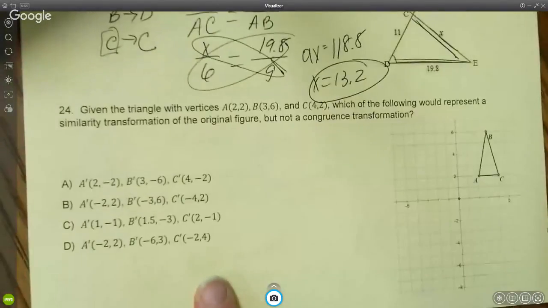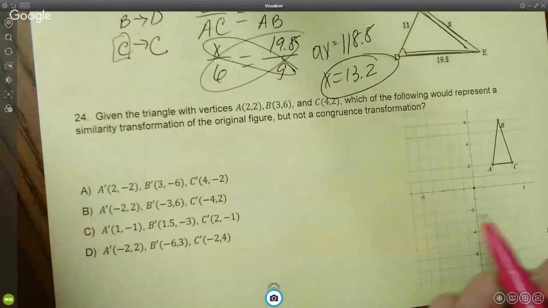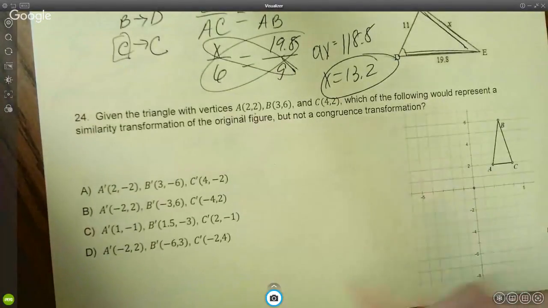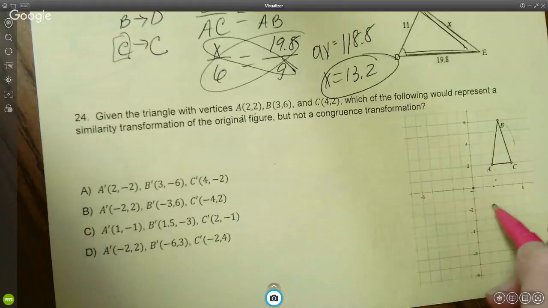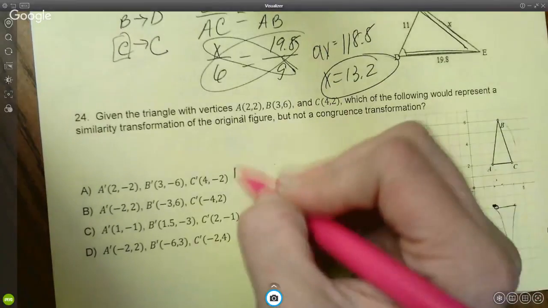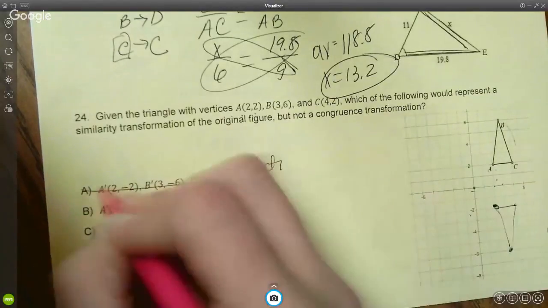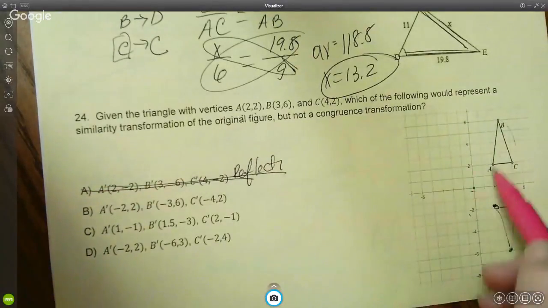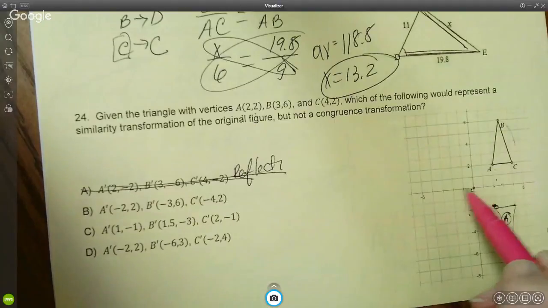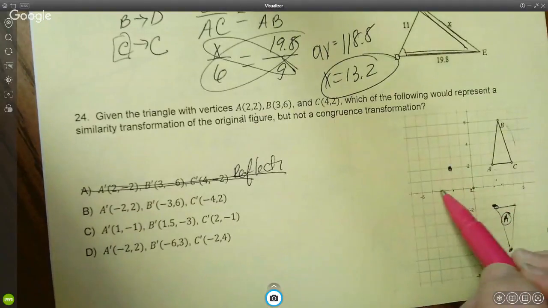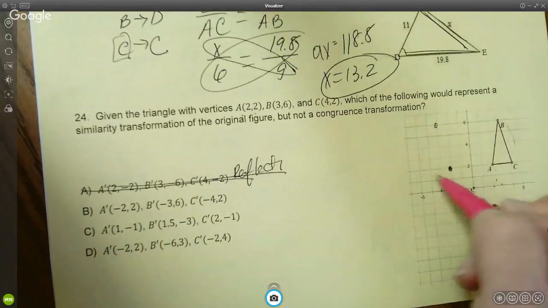Next, down here, here's our triangle with these vertices. Which information is similarity to the original figure? 2, 2. Oh, this is already graphed. Let's see. Over 2 down -2. Over 3 down -6. So this isn't it because this is just a reflection, which is congruent. Here we have -2. So that was choice A. Next, we have -2, +2, -3, +6. Again, this is turning into a reflection.